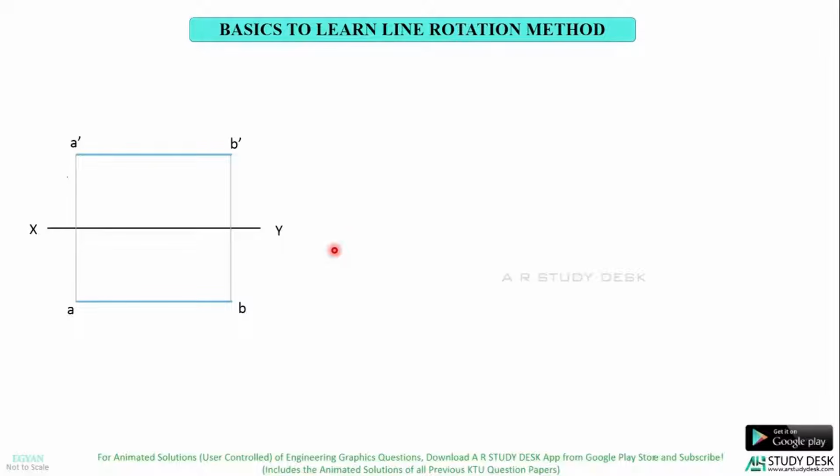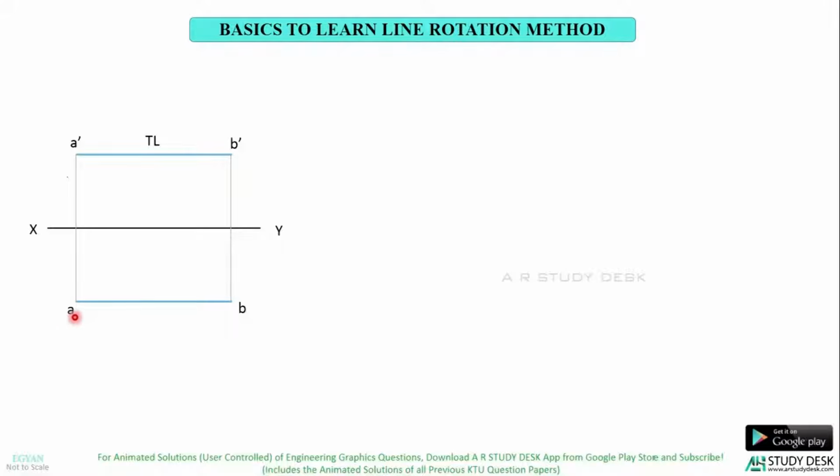Now let me ask you one question. Is this front view the true length of the line? That is A dash B dash, is it the true length of the line? What is the condition to get true length in the front view? In order to get the true length in the front view, the line should be parallel to VP. So, in which view should you look at to know whether the line is parallel to VP? The top view. The top view is parallel to XY line means the line is parallel to VP. Since the line is parallel to VP, in the front view you get the true length.